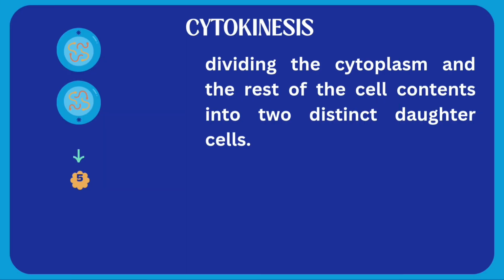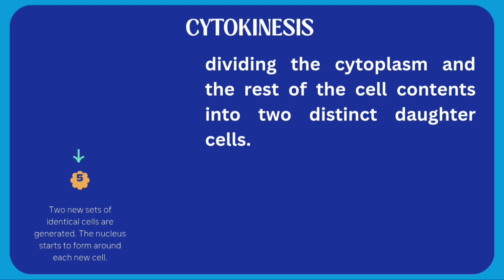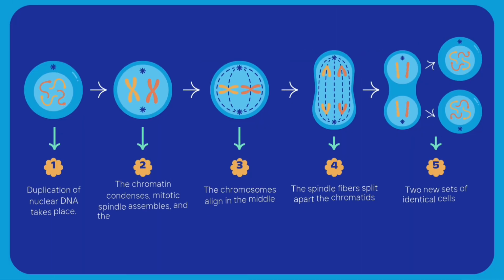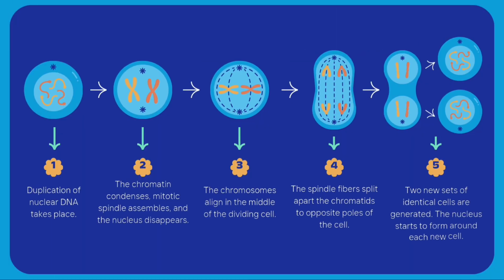Now we've come to the last stage, which is cytokinesis. In this stage, the dividing of the cytoplasm and the rest of the cell contents into two distinct daughter cells happens. This is the part wherein a new cell is being formed. The cytoplasm is being divided into two parts, one cell and the other the daughter cell. So those are the 5 stages or phases of mitosis.